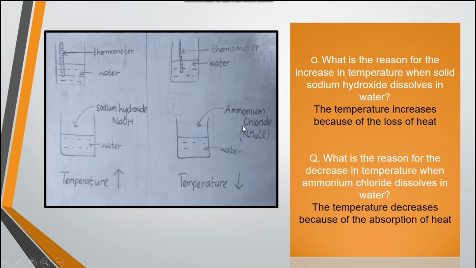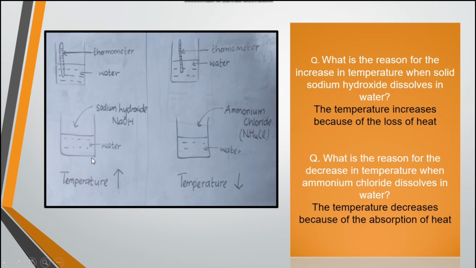And here, after adding ammonium chloride to water, the temperature has decreased. If the temperature was like 15 degrees Celsius, it has become like 10 degrees Celsius. Like that, the temperature has decreased when we add ammonium chloride to water. What is the reason for the increase in temperature when we add sodium hydroxide and the decrease in temperature when we add ammonium chloride? The reason is, in this system, the heat is lost.